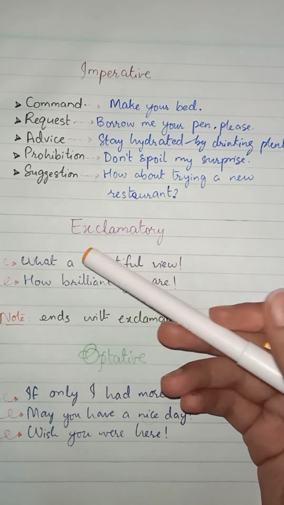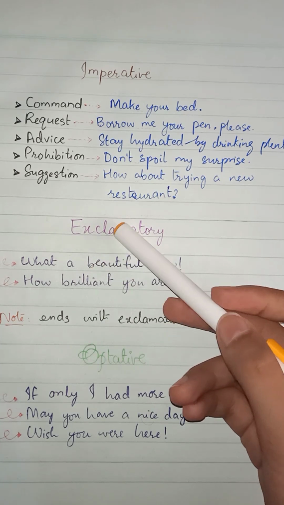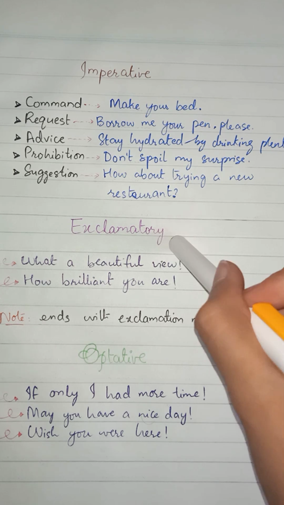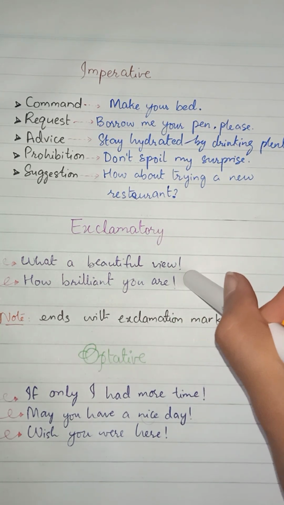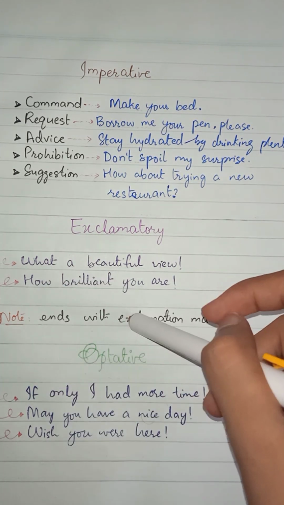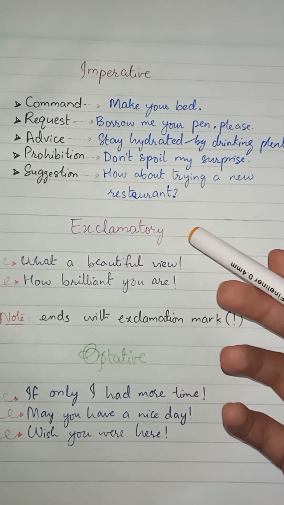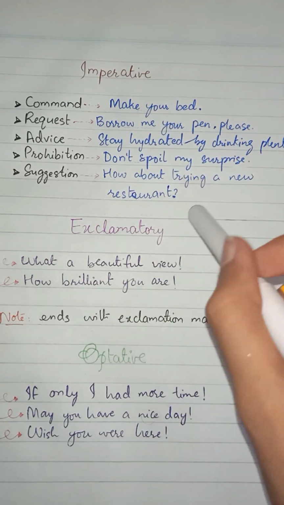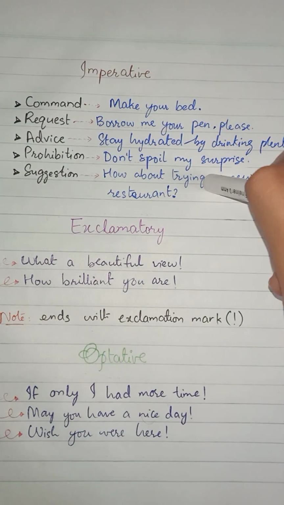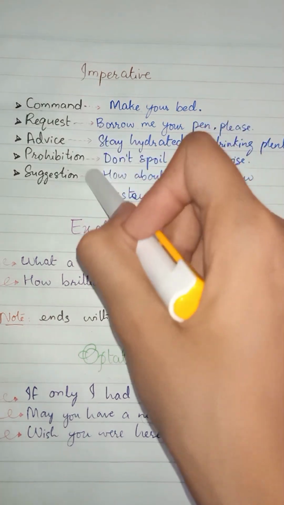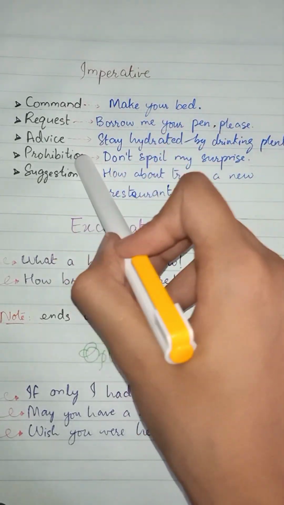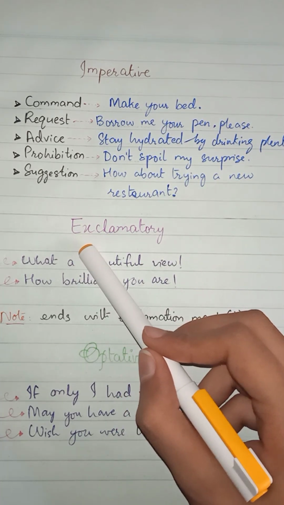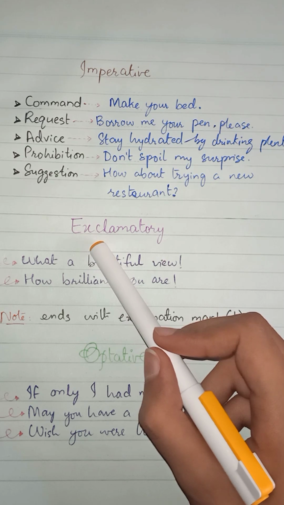Or you can also give a suggestion, a proposal. For example, how about trying a new restaurant, right? So it is a suggestion. You can also say let's go for a walk, let's plan a movie night. So these are examples of imperative sentences. You also have to make imperative sentences in the comment section with each of these. You have to make a command, a request, advice, prohibition, and suggestion.